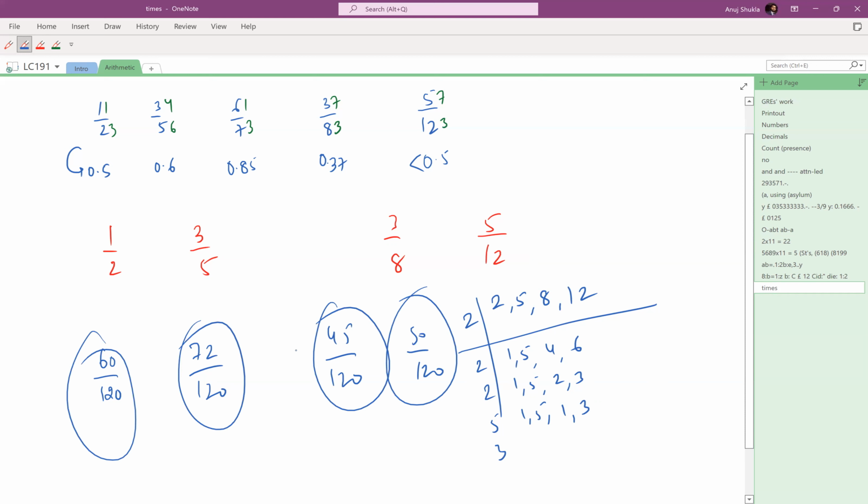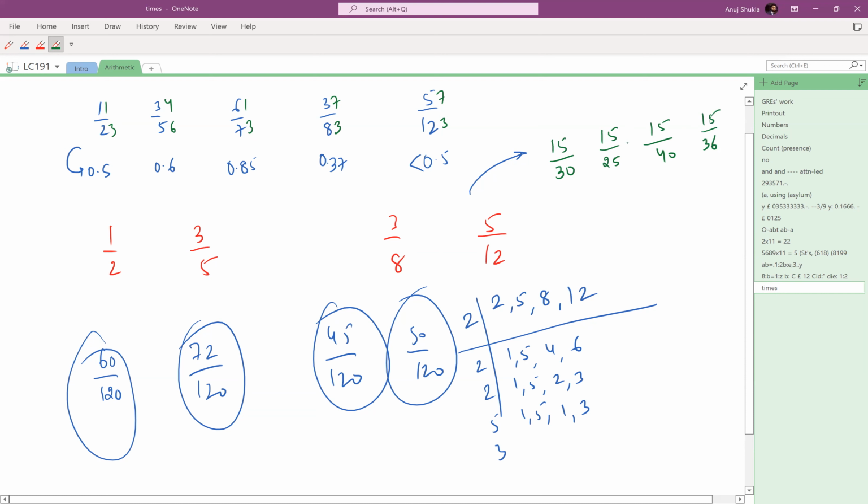Okay. You can go for the LCM of the numerators also. So what is the LCM of the numerators 1, 3, 3, 5? 15 is the LCM. So what you can write is the same thing multiplied to get 15. So this is 15 by 30, right? This one, 15 by 25. This is 15 by 40. And this one, 15 by 36. Now you can say all the numerators are equal.